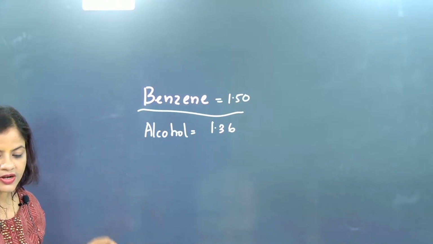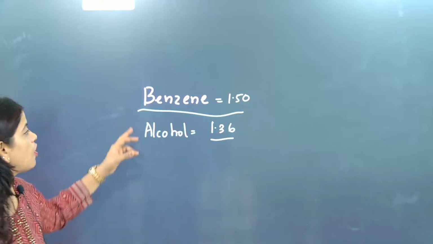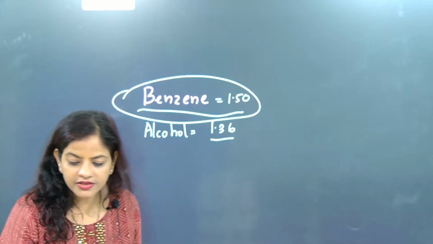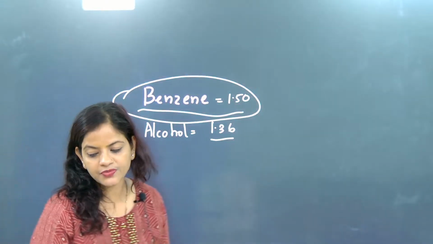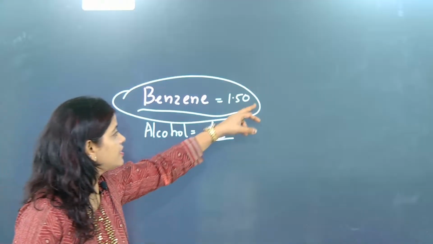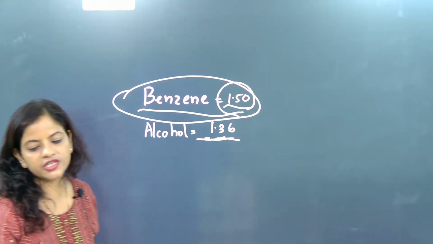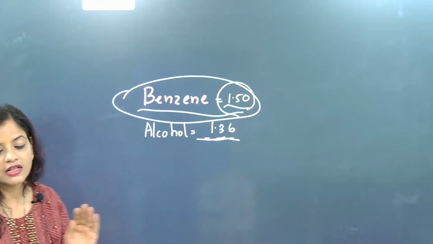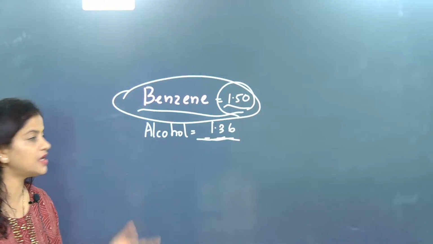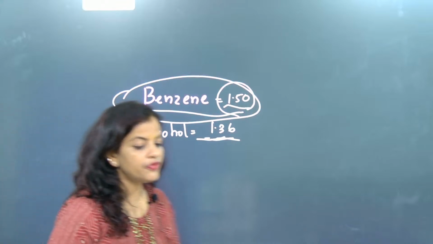So beta, that means what? The refractive index of benzene is maximum because its optical density is higher. Naitik Verma, answer is A, absolutely. A is alcohol. Here you see it is 1.50 and here it is 1.36. So the refractive index of benzene is higher, that means its optical density is more. Like that we can take. Okay beta, now we will go for the next one.